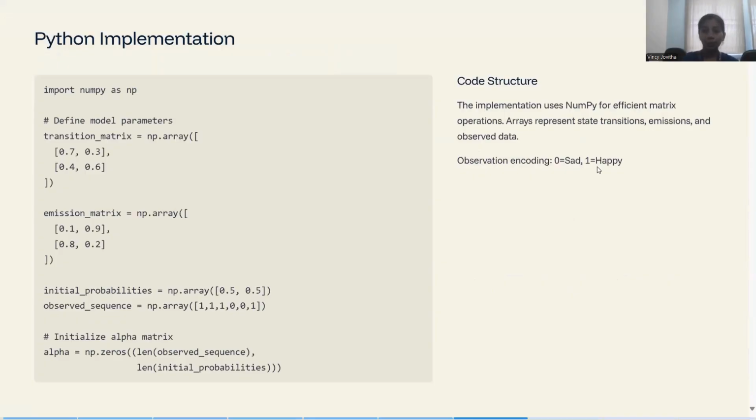Then, moving on to the actual implementation, we use Python. At first, we import the NumPy library, which is used for mathematical calculation, as we use matrices here. In the code structure, the implementation uses NumPy for efficient matrix operations, and the arrays represent state transitions, emissions, and observed data. For observation encoding, we have encoded 0 as sad and 1 as happy.